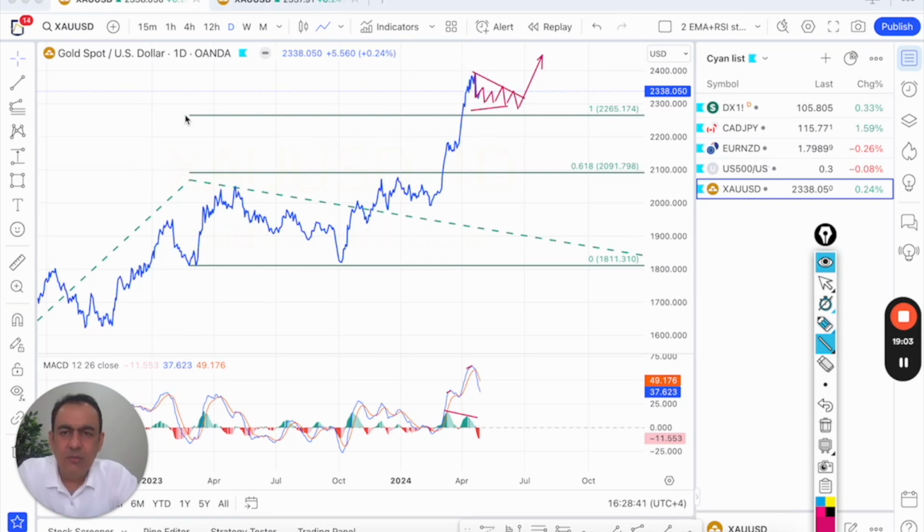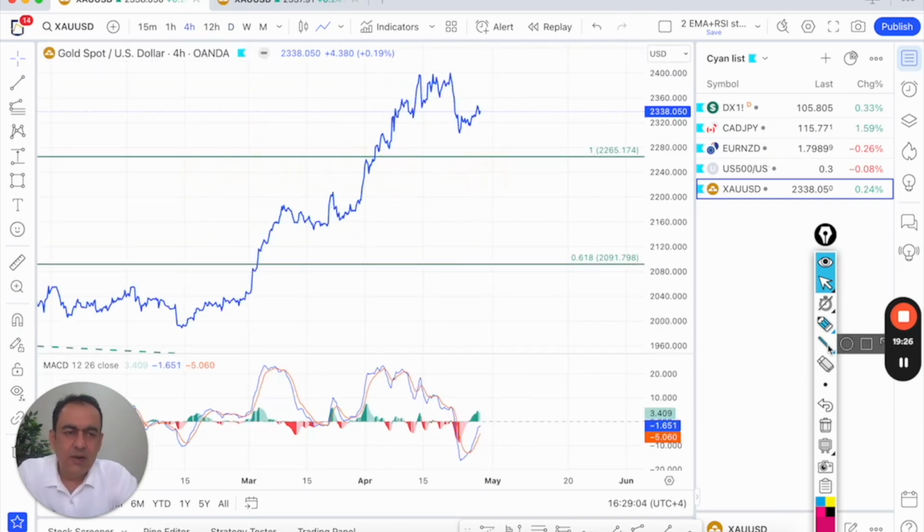And the major support level coming from fib extension is 2265. So until gold remains above 2265, I'm not going to sell it. There are no plans for short selling. I'm just going to look for buying opportunities. So buying on the dip is the plan for gold. Now let's move on to 4H.